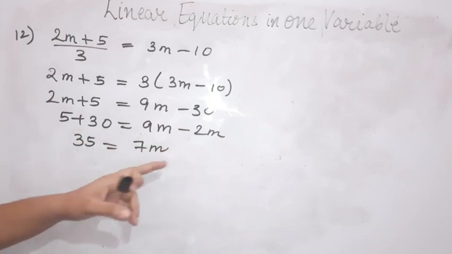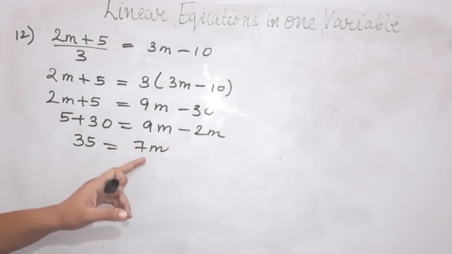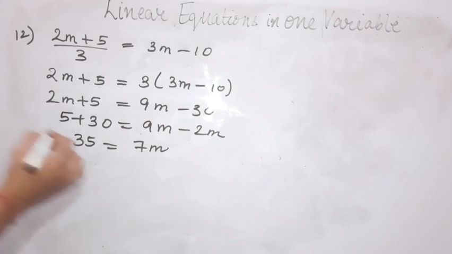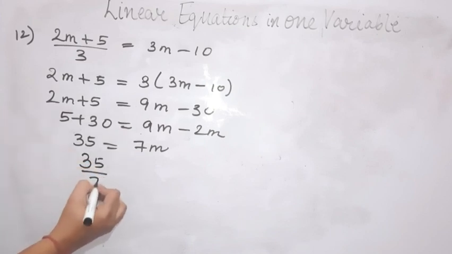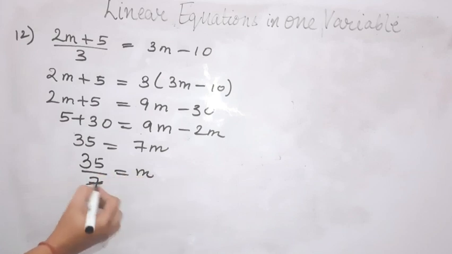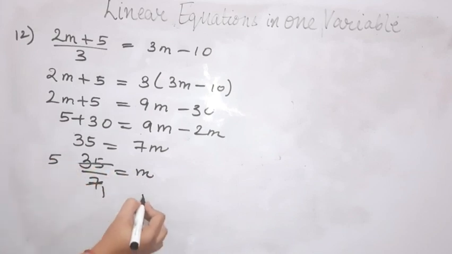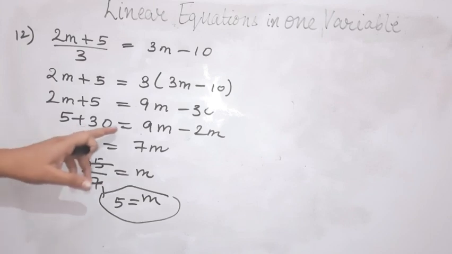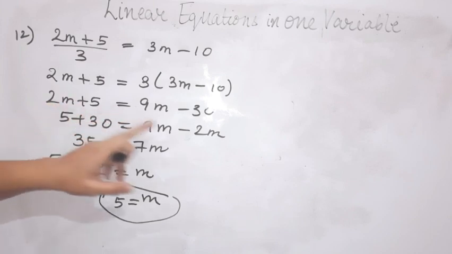Now this m is in multiplication with 7. Now this 7, once it goes to the left hand side, it will be division. Okay, so 7 5s are 35. So m is equal to 5. What is the value of m? It is 5. Here what I have done is I have sent this 2m to the right hand side.